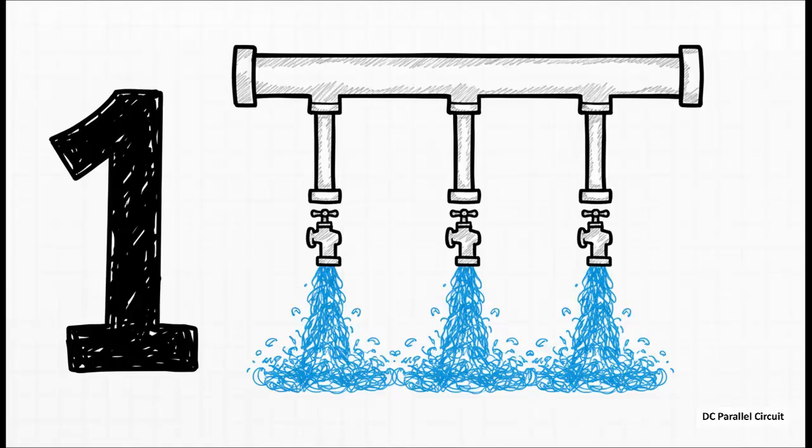Imagine a city water main, you know? The pressure, that's our voltage, is going to be the same at every single house that's connected to it. Same deal here. In a parallel circuit, every component gets the full independent source voltage. That's absolutely crucial for consistent performance.